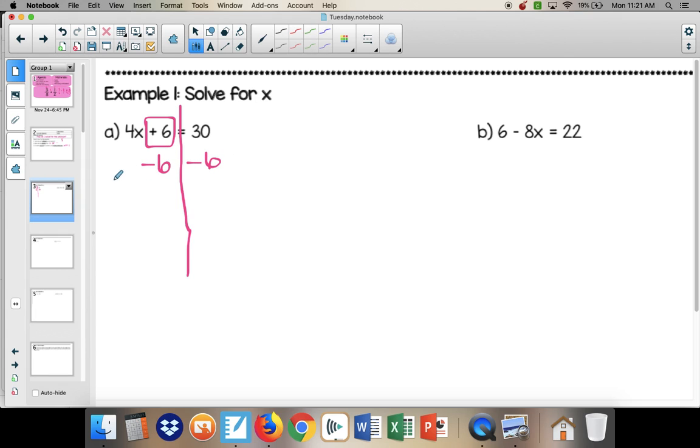What I do to the left, I do to the right. The goal is that I'm canceling them out. 6 take away 6 is 0, so I cancel them out. I bring down the 4x. And then 30 take away 6 is 24. Again, if I am going too fast, pause as you go through. Something I know that helps some students is watch me work through it, pause it, and write everything down.